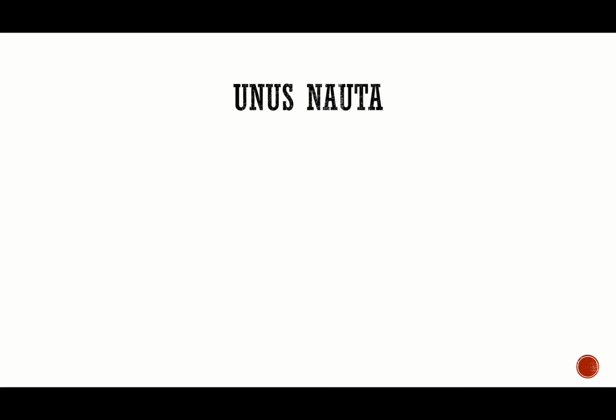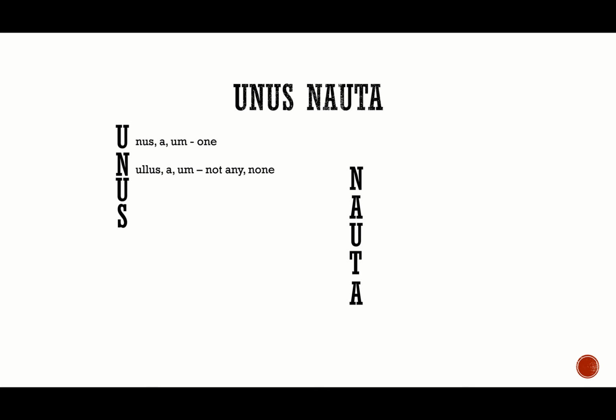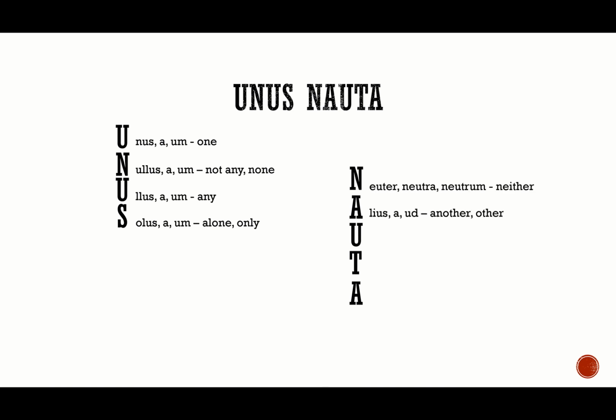So let's look at unus nauta. What are the words? We write the word out as an acrostic, and the U becomes unus, a, um, which means one. And we have nullus, a, um, not any or none. Ullus, a, um, any. Solus, a, um, alone or only. Neuter, neutra, neutrum, which means neither. Alius, a, ud, which means another or other. Uter, utra, utrum, which is either. Totus, a, um, whole or entire. And alter, altera, alterum, the other, when talking about two distinct objects or people.